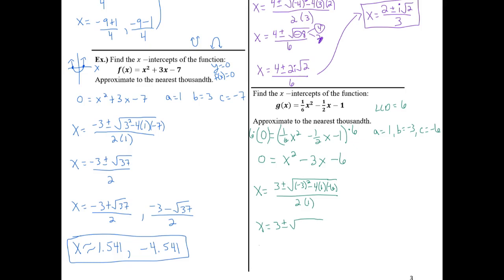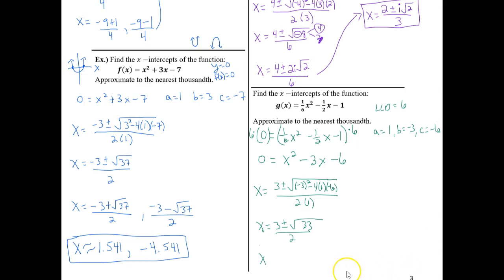And we simplify what's under the radical. I have negative 3 times negative 3, which will be 9. Negative 4 times 1 times negative 6 is a positive 24. So we'll have 9 plus 24, which will give me 33 under my radical. That can't be simplified. It's just 3 times 11. There are no perfect squares. And it will all be over 2. So now I have to find my two solutions.